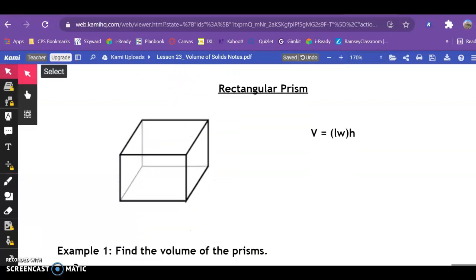And then rectangular prism, we would take the length times the width times the height. So in the parentheses, again, the area of the base would be length and width, and then we would times it by how tall the prism is. So the rectangular prism is pretty simple.